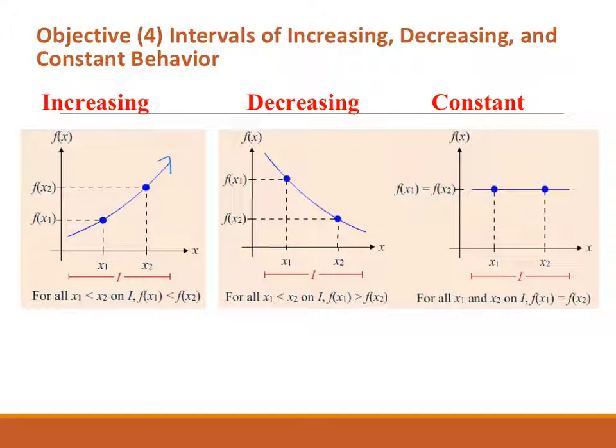If x2 is greater than x1, but f of x1 is greater than f of x2, we have a decreasing function. In other words, as x increases, y is decreasing. And finally, if x1 and x2 are on the same interval, and we have f of x1 is equal to f of x2, we have what's called a constant function.